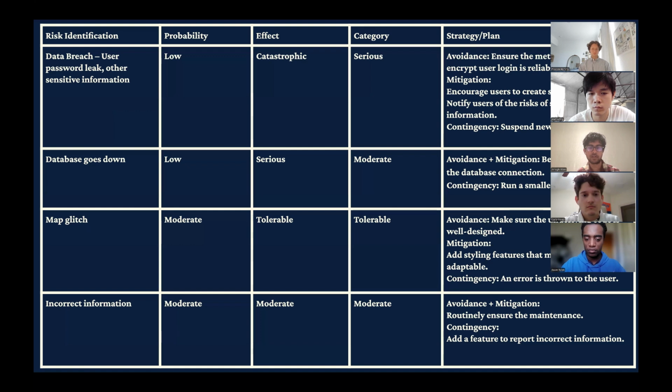And for incorrect information, basically we just want to make sure that the information in our database is consistently up to date, that it's updated with the latest information. And the contingency is if there's incorrect information, there should be some way for the user to report that to the database admin or to the website so we can correct it.